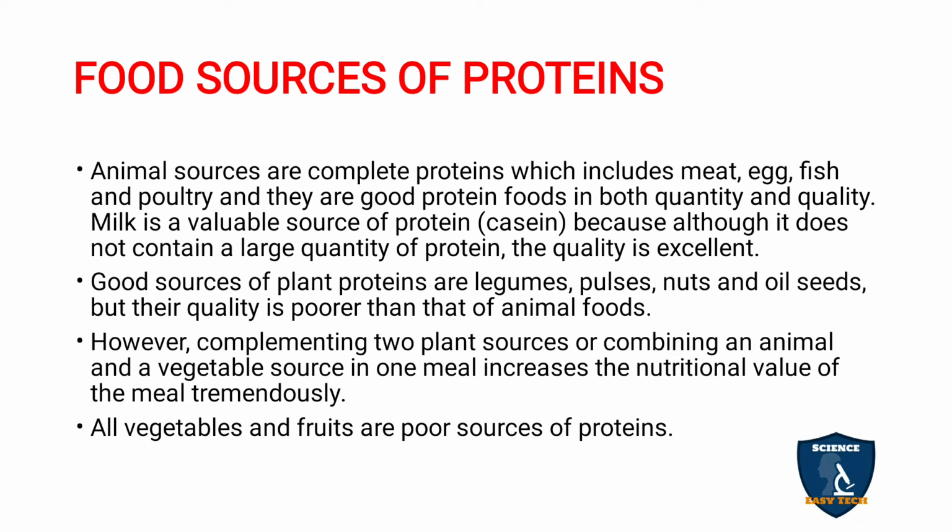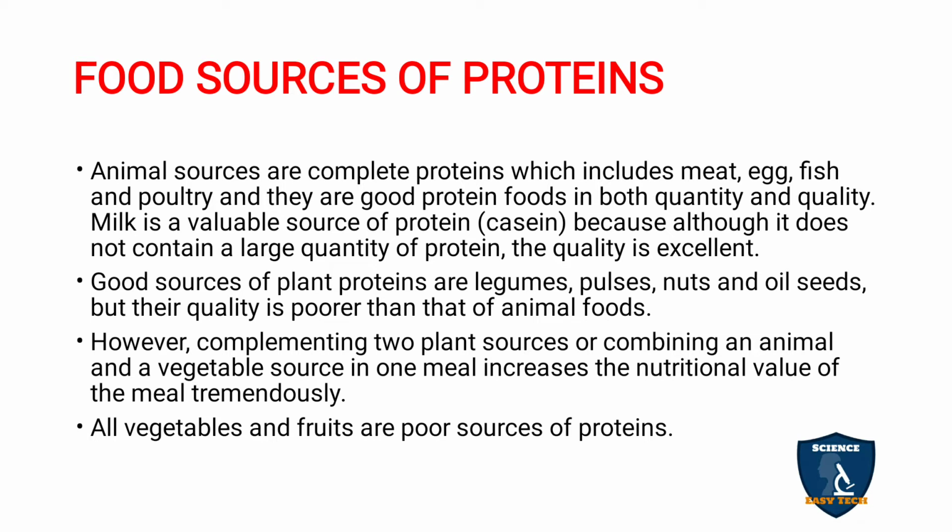So what are the animal sources? Meat, egg, fish, and poultry, that is chicken, are very good sources of proteins both in quantity as well as quality. Milk is a valuable source of protein, casein, because although it does not contain a large quantity of protein, the quality of protein present in milk is very excellent.